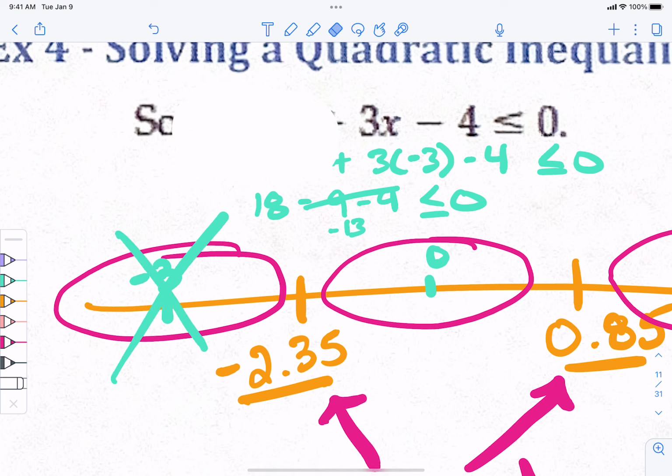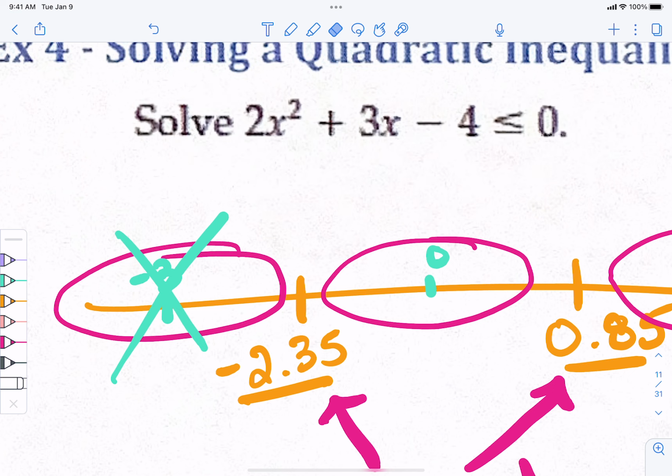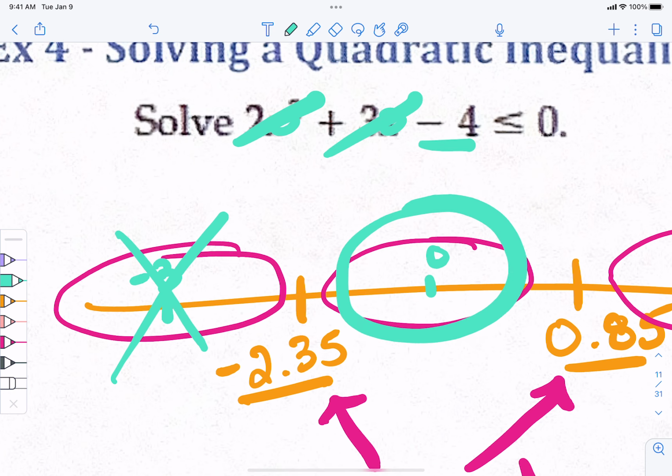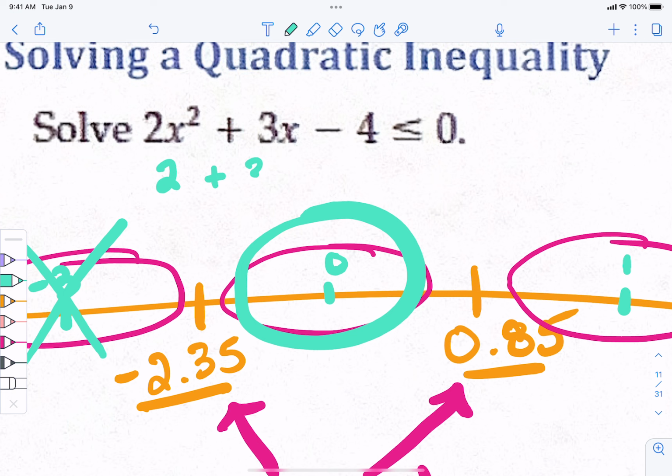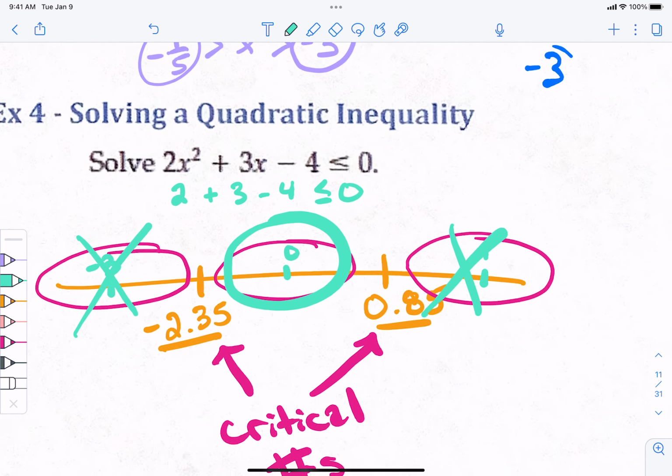If I plug 0 in, 0 squared is 0. It knocks the 2 out. 0 times 3 knocks that out. Is -4 less than or equal to 0? Yes, this is the region that I want. If I plug 1 in, 1 squared is 1 times 2 is 2 plus 3 minus 4. Is that less than or equal to 0? It's greater than 0, so no.